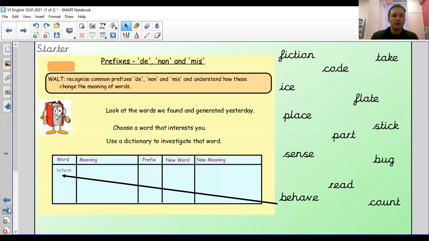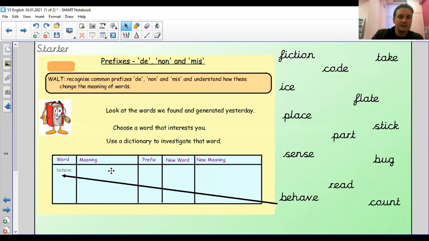Our starter, I am going to ask you just to do this at the top of your book. What we're going to do is have a go at using those prefixes again: de, non, and mis this time. So things that go before a word and change the meaning. For example, down here, I've selected the word behave. I'm going to see if I can find it in the dictionary, or you can go on an online dictionary. I only want you to do 1 or 2 of these, by the way.